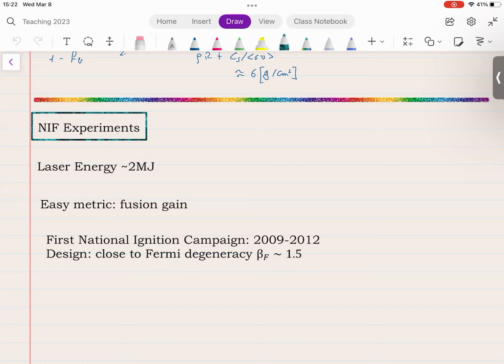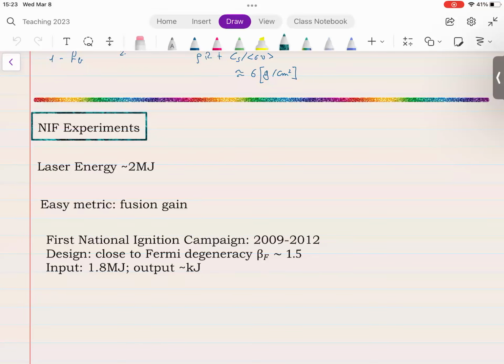So here, the input energy was 1.8 megajoules, and the output was a few kilojoules. So that's bad. It's less than 1%.